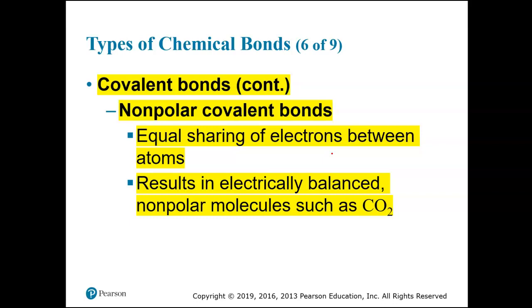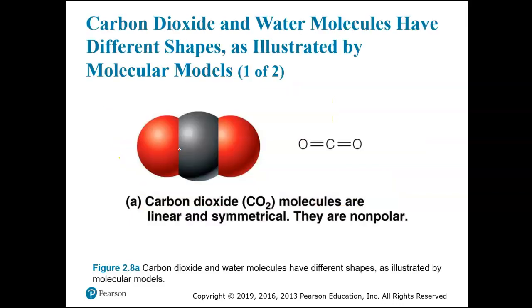Now, another thing about covalent bonds is that they can be nonpolar. In other words, the atoms that form the bond share the electrons equally. So if it's a nonpolar covalent bond, the electrons are equally shared. Like, for example, carbon dioxide, the electrons that are shared between the oxygen atoms and the central carbon are shared equally.